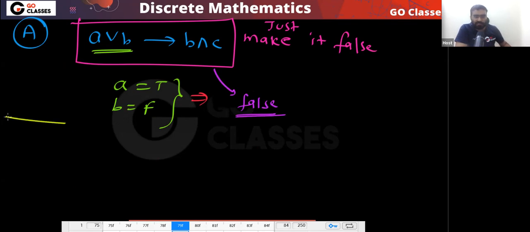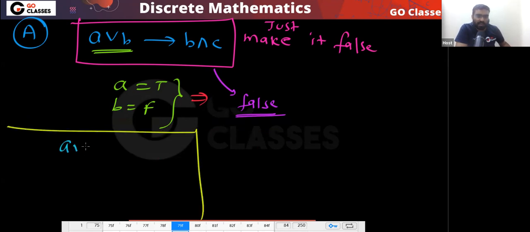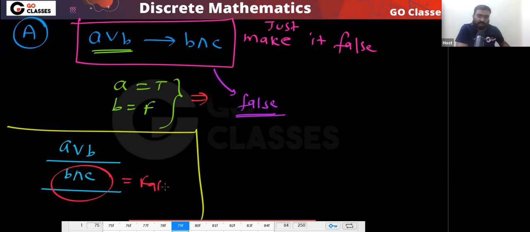Or you can see it like this. The same question you can solve by this method: you can easily see that A or B does not imply B and C. Very easily you can make it false. For example, you can make B false or you can make C false. That is your choice. For example, make C false, so it is false, and still you can make A true.